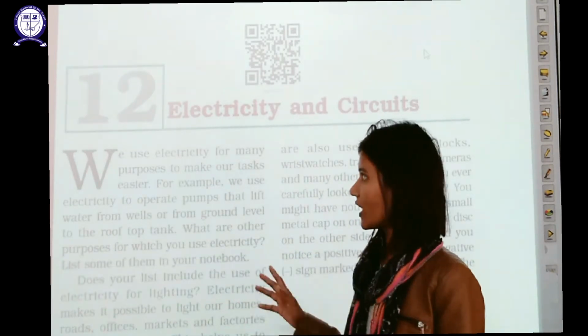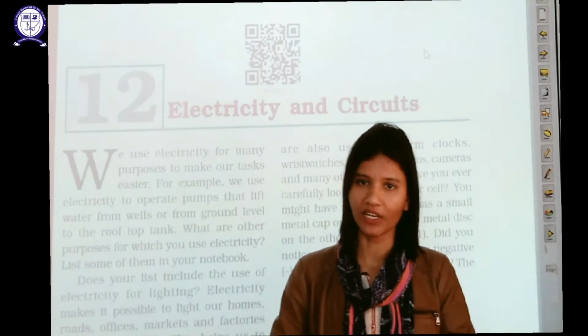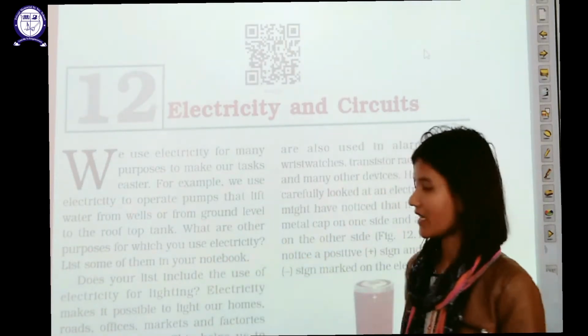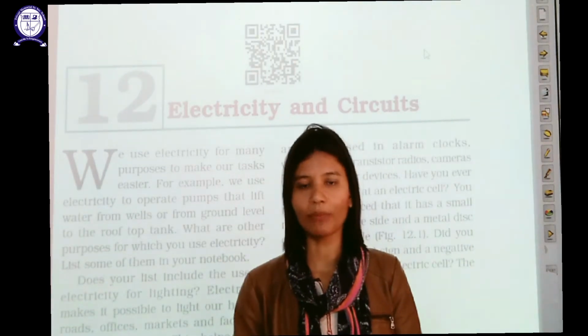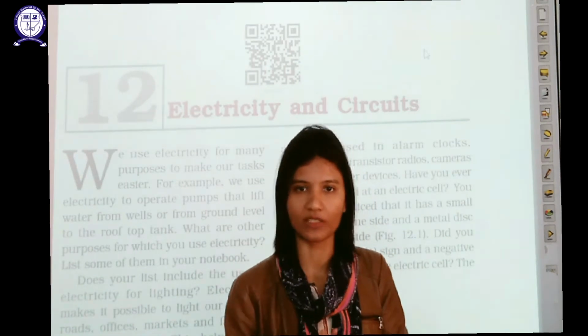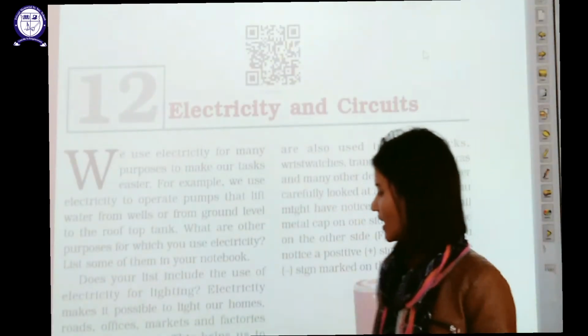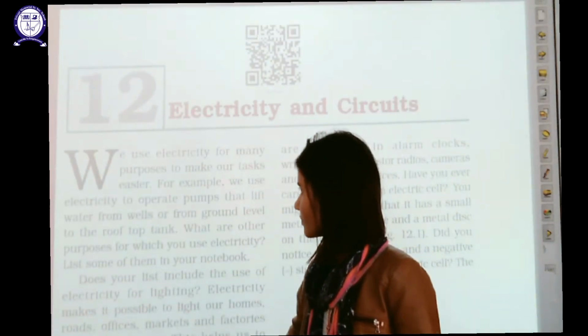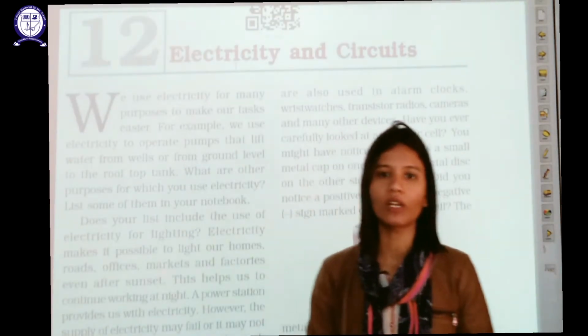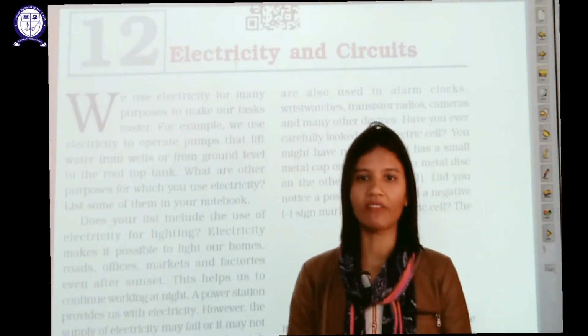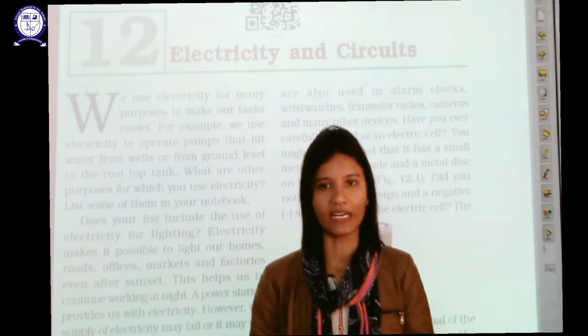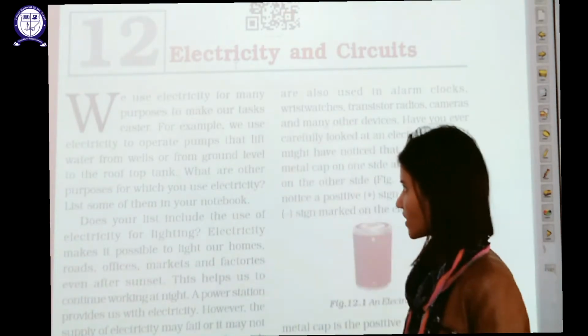Today we are going to start chapter number 12 of the NCERT book. The name of the chapter is Electricity and Circuit. This chapter comes under the heading of Physics. Okay, so this is a Physics chapter. Let us start our chapter. We are going to learn what electricity is and the various components involved in electricity production. Okay, so let us start our chapter.